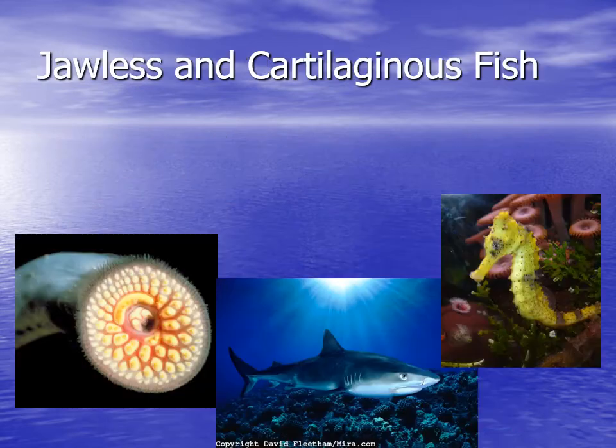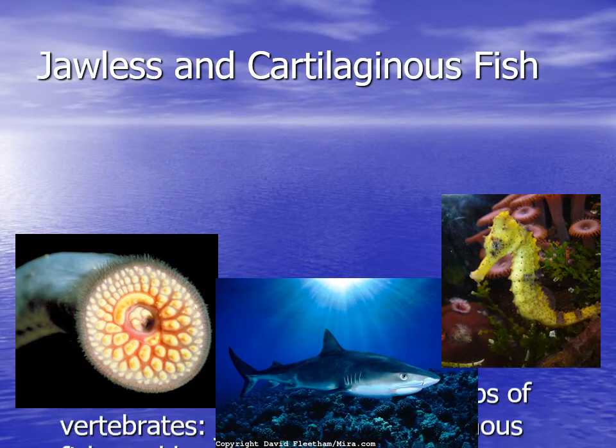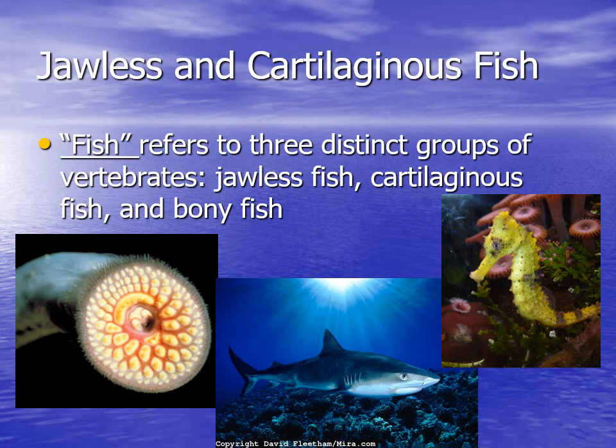We're going to finish up this first part of chapter 39 by talking about some basic characteristics of fish. So whenever we say fish, this refers to three distinct groups of vertebrates. We're either talking about jawless fish, like the lamprey that's pictured all the way over to the left, the cartilaginous fish, like the shark that's pictured in the middle, and then the bony fish, all the fish that have real bones for their skeleton, unlike the shark, which actually has cartilage for its skeleton.